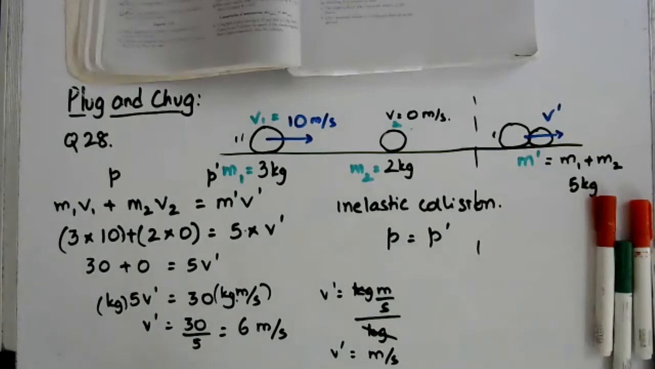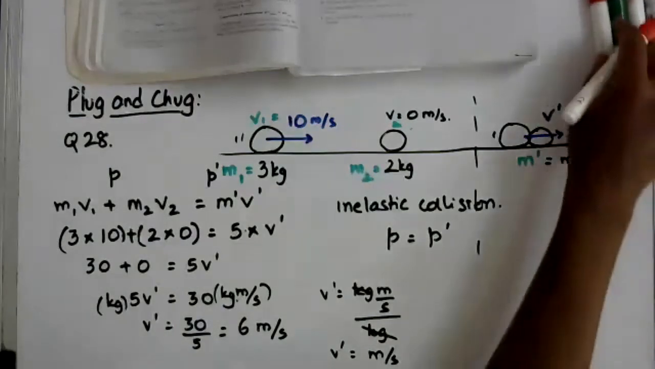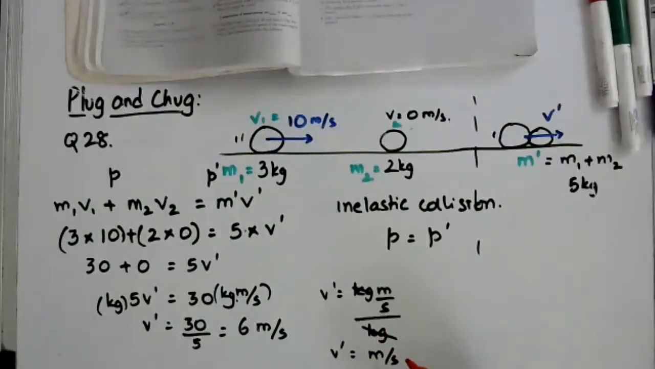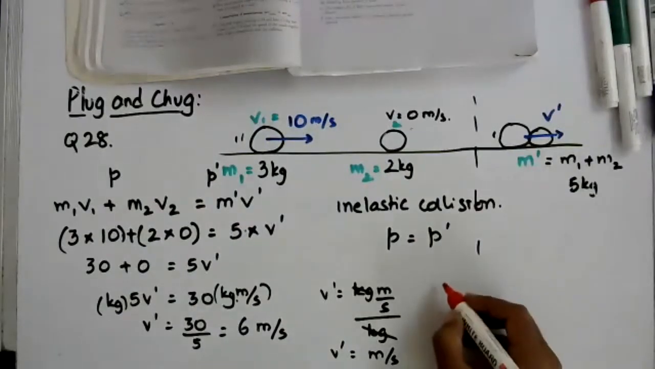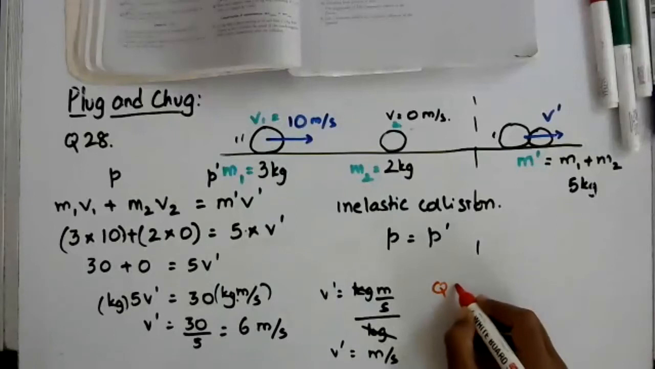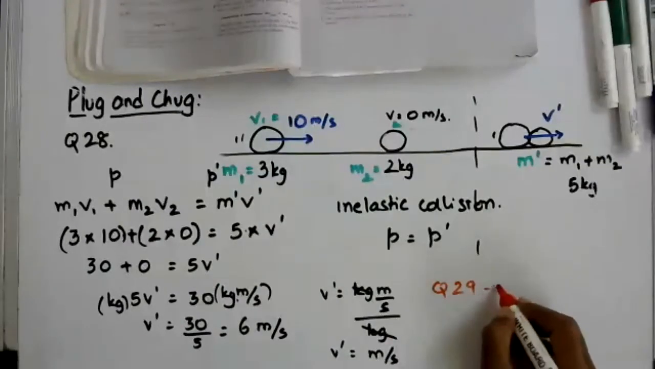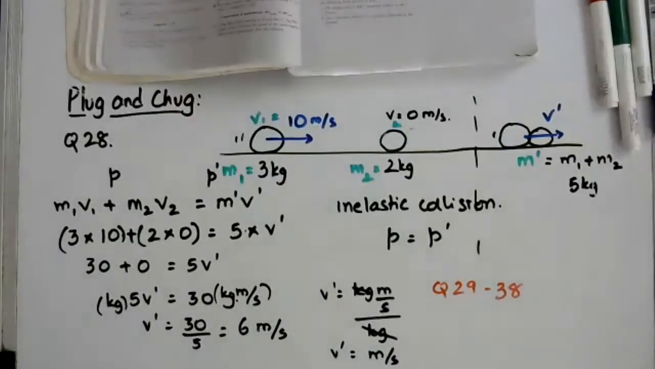Isn't kg meters per second newtons? No, kg meters per second squared is newtons. Okay.